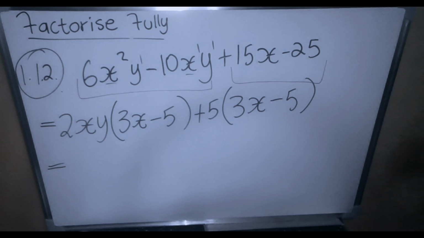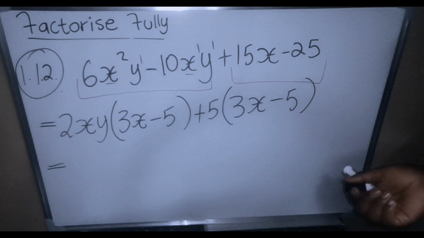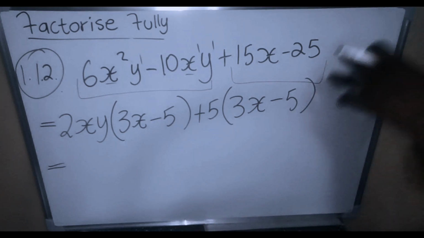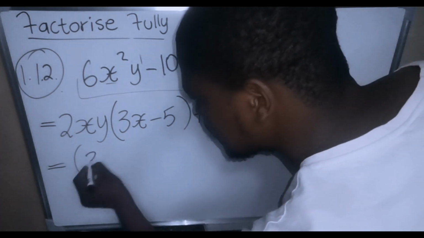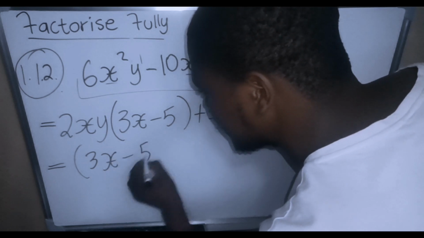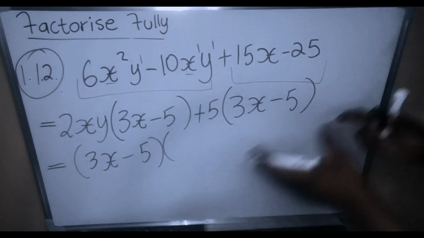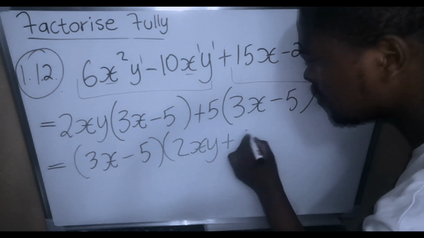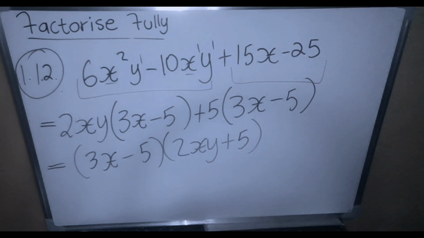Then you check again if our brackets are common now. Yes, because it's 3x minus 5, 3x minus 5. Therefore, you bring down one bracket, 3x minus 5. Then what's left outside, you bring inside one bracket again, which is 2xy plus 5. Then you are done. Literally done, guys.